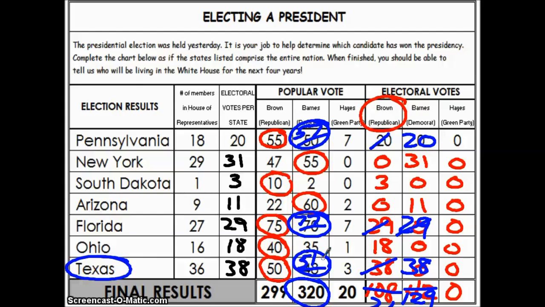So hopefully this activity, combined with the primary election activities you completed, give you a better understanding of our whole election process here in the United States.